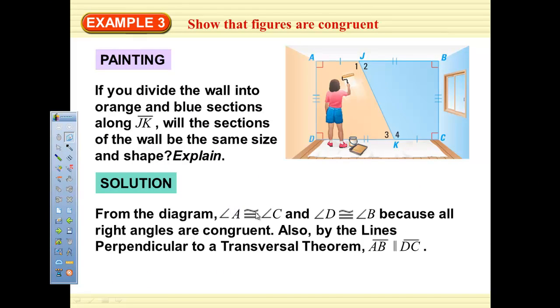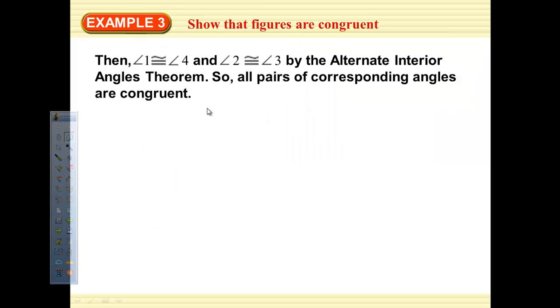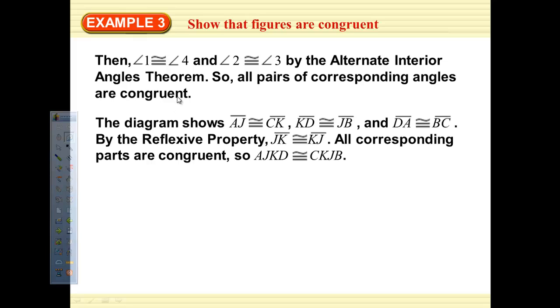We know that A and C are congruent, D and B are congruent because all right angles are congruent. Again, lines perpendicular to a transversal show me that the lines are parallel. Since the lines are parallel, we know 1 and 4 are congruent, 2 and 3 are congruent because of alternate interior angles. And so all corresponding angles are congruent. We know AJ and CK, KD and JB, DA and BC are congruent because it's given. Reflexive property tells us this, so all the parts are congruent. So we can state that.